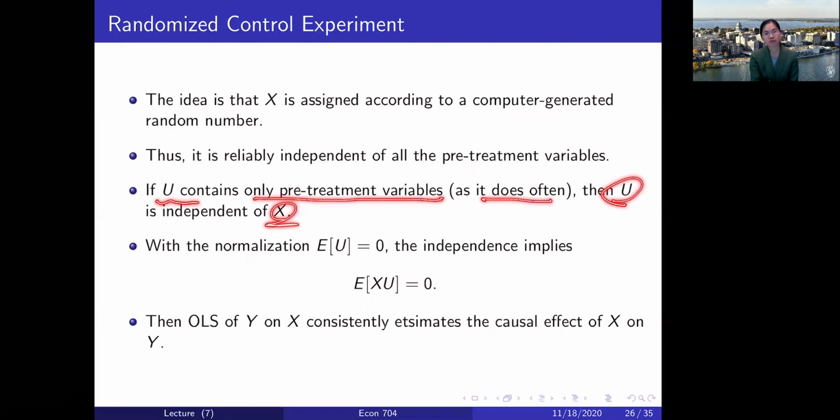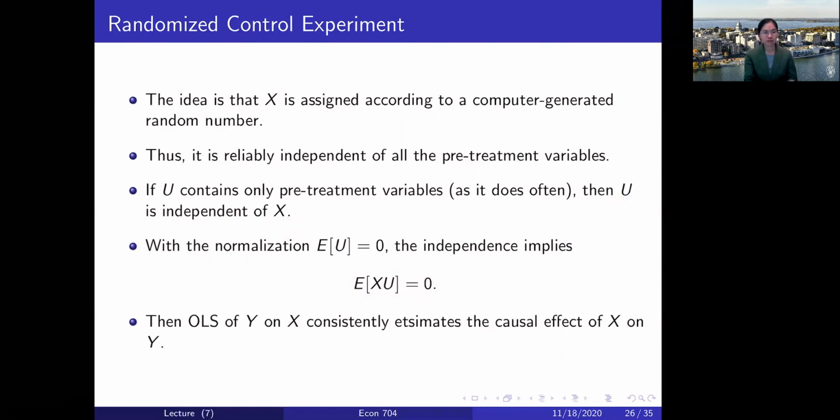And in the week where we talked about the modes of independence, we know statistical independence, which is the strongest independence, implies 0 correlation. So if U and X are independent, then X and U have 0 correlation or 0 covariance. And because we normalize the EU to 0, the covariance between X and U is E[XU], and that is 0 due to the independence between U and X.